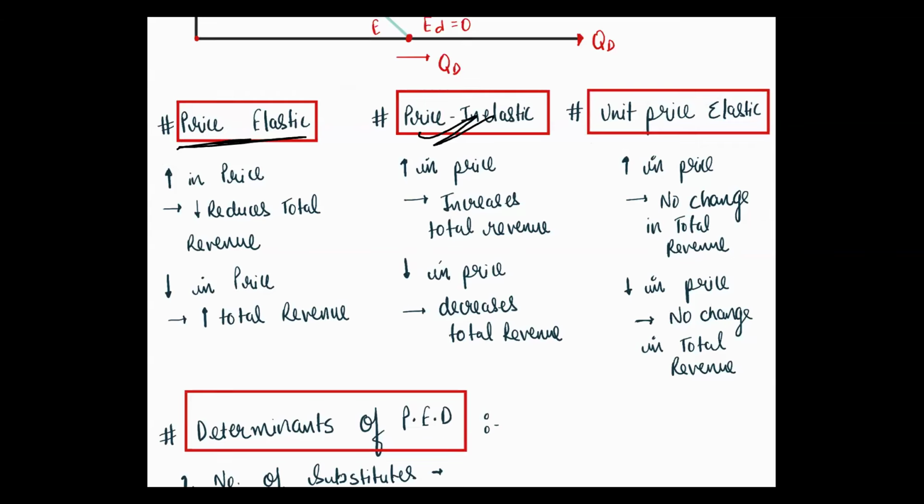Now price inelastic, if increase in price level increases the total revenue. In inelastic means it is not responding with the change in price, the quantity demanded is not responding. So what it will do, it will increase the price, increases the total revenue. ठीक है, if you will decrease the price, decreases the total revenue. Unit price elasticity में increase in price, no change in total revenue, decrease in price, no change in total revenue.